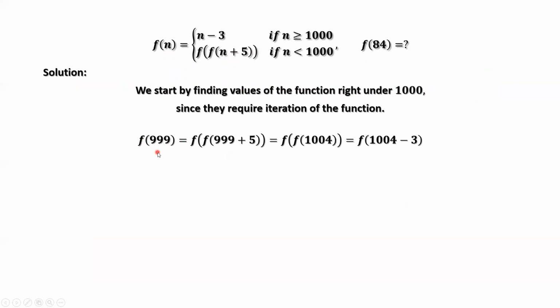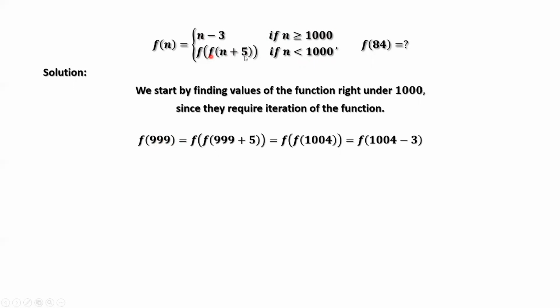n equals 999 is a number less than 1000. If we add one more, we can use the first formula. So here, if we plug into the second formula, n plus 5, which is a number bigger than 1000, we can use the first one. So this is the starting value we need to evaluate.